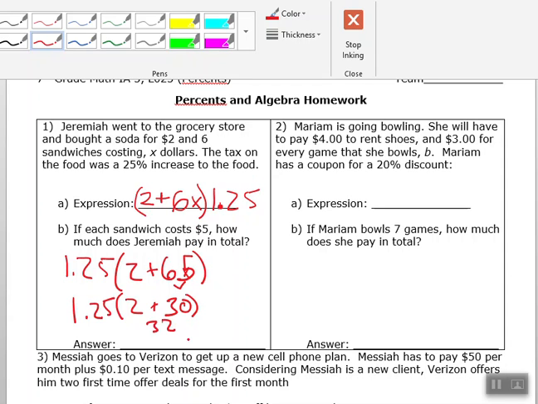Okay, so this was a $40 lunch, with that tax. That's how much he pays in total.